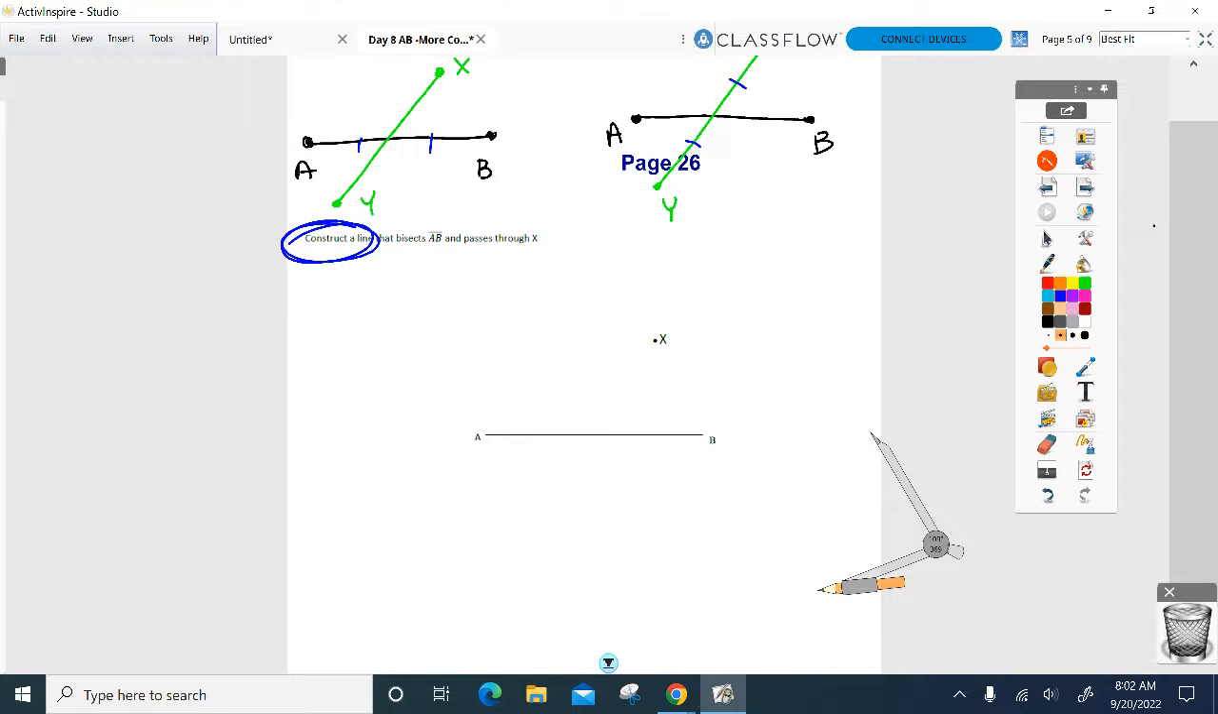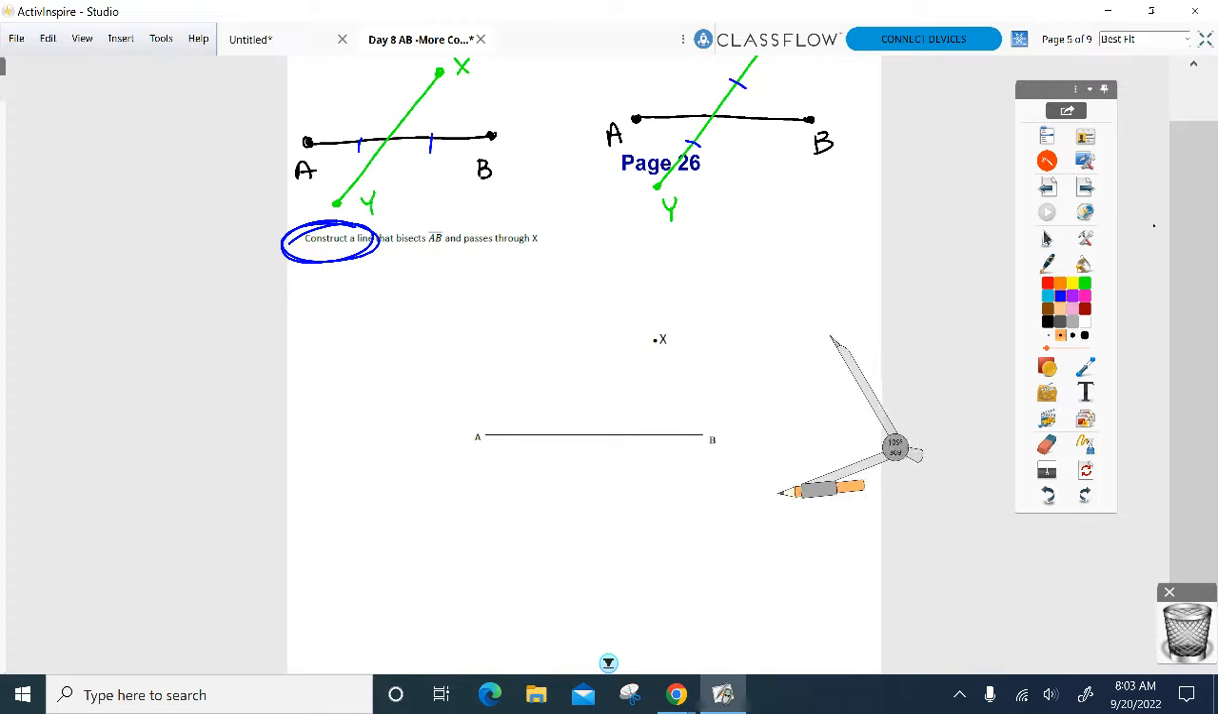Why isn't that one going to help me here? Why not? What do you think? Well, it's going to bisect, but what's the problem? It needs to pass through X. Yeah, and when I do this, it's going to look like that. And it says it's got to go through X, though. That's a problem. All right, so here's what we're going to do. We're still going to use that construction, but after we're done, we'll show how it helps us.